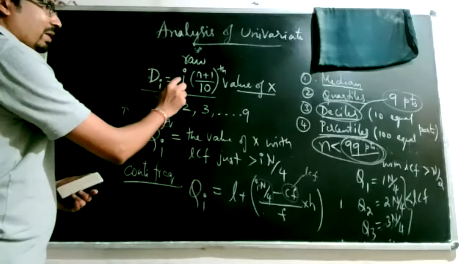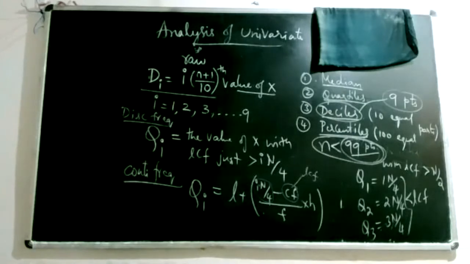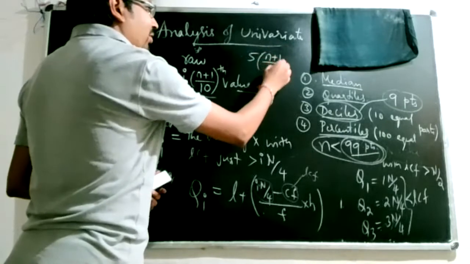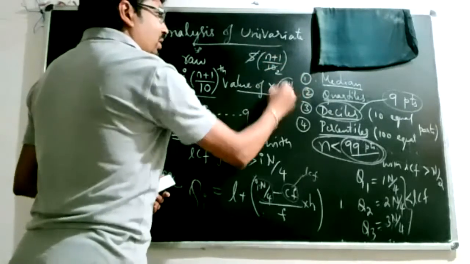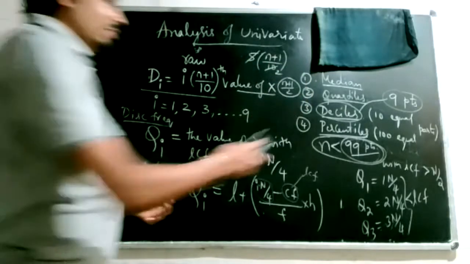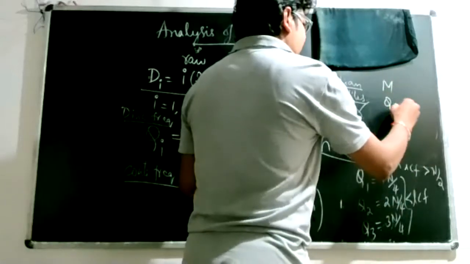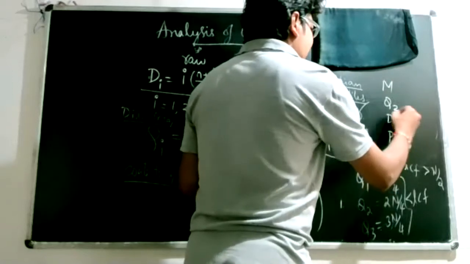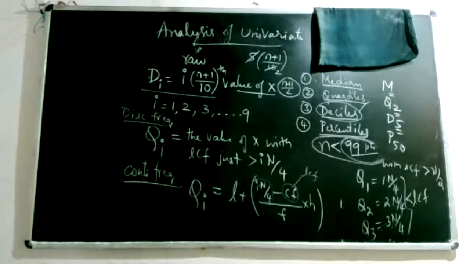So we get D5 is equal to 5 into (n+1)/10. And if you look into the value D5, mathematically you can see that 5 into (n+1)/10 is the same as (n+1)/2, which is producing the middlemost value. So mathematically, your median, second quartile, fifth decile, and 50th percentile are all the same value of x.